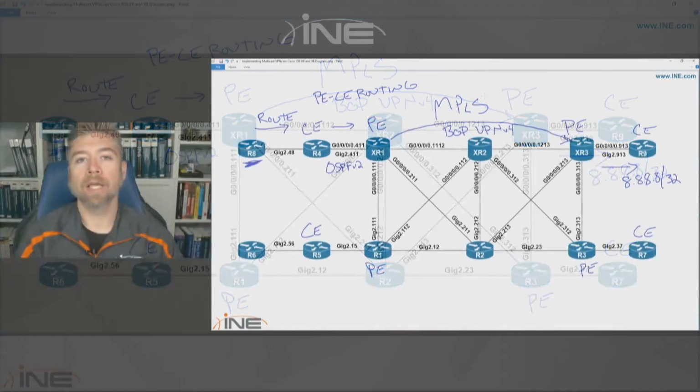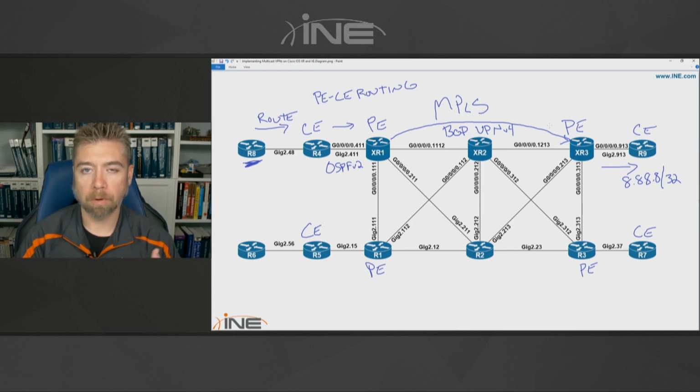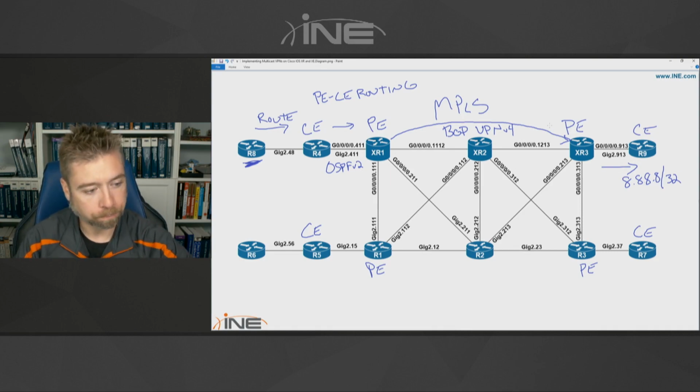So the idea is we advertise the route from the customer to the provider. The provider somehow distributes this to all of the other provider edge routers that are within that VPN, and then it gets translated back into a customer route. Now, ultimately, the main thing that we're going to be focusing on here is the key point of the BGP next hop value that we're advertising into the provider network.